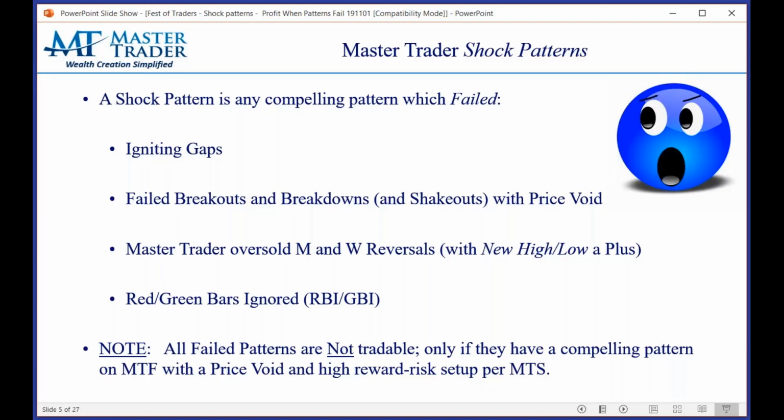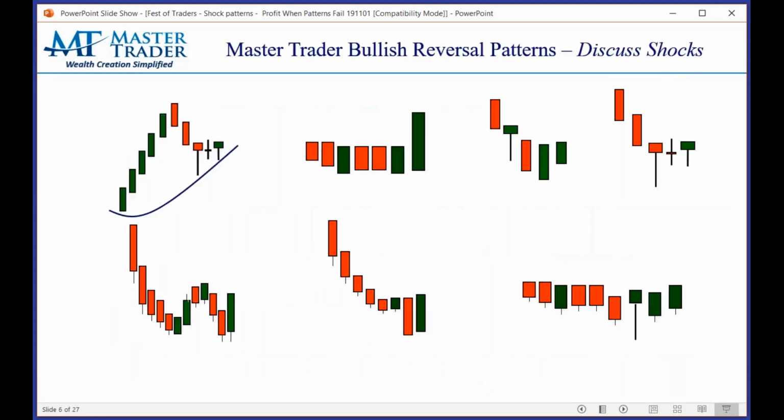I'm going to show you what we call these RBIs and GBIs. They're big red or green bars that are ignored. Now, just because a red or green bar is ignored, that's not a pattern. And none of these are just patterns in and of themselves. We have to go through the rest of our checklist to make sure: multiple time frames, make sure it has what we call a price void, which I'm going to show you many examples of, and relative strength or weakness. And we have our checklist before we enter a trade.